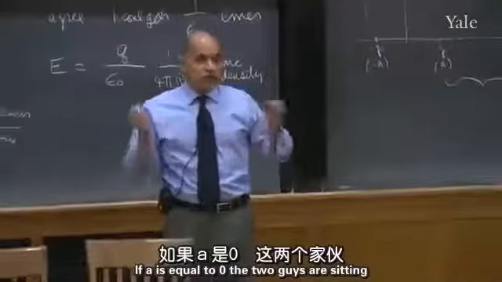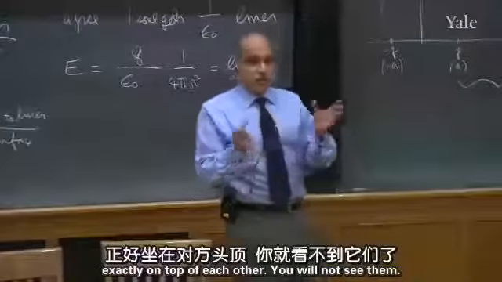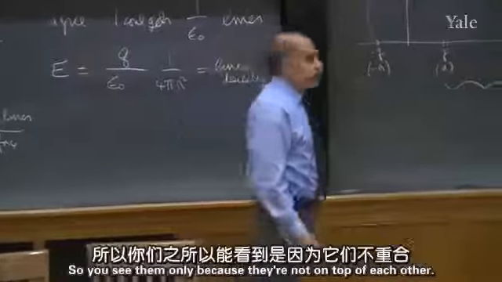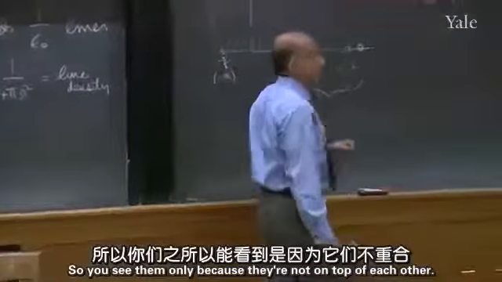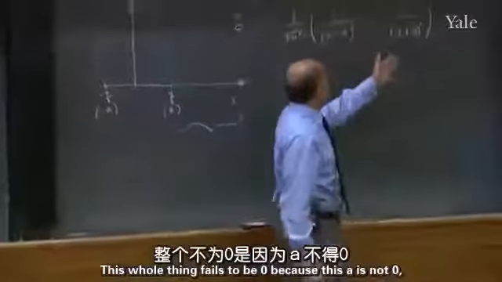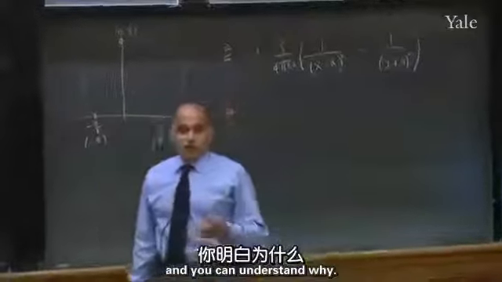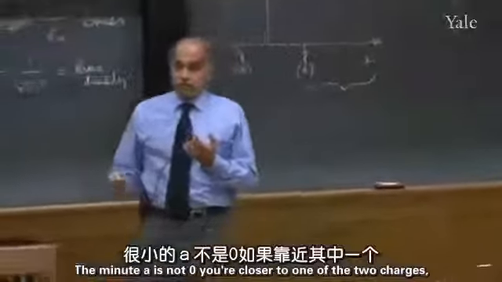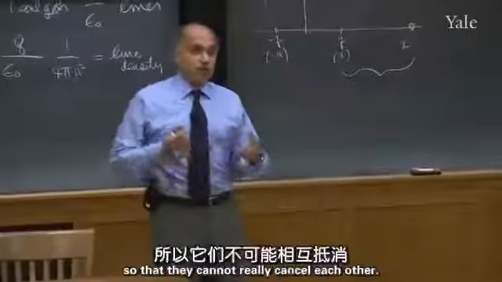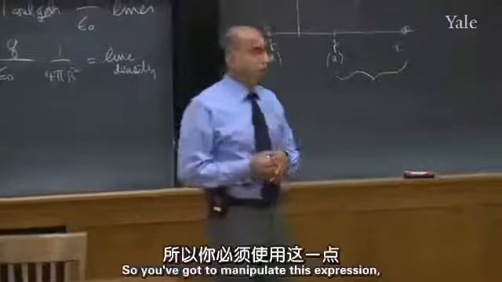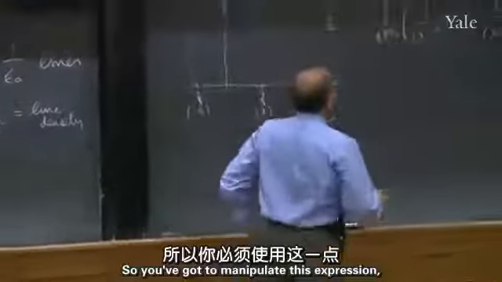If a is equal to 0, the two guys are sitting exactly on top of each other, you will not see them. So you see them only because they're not on top of each other. This whole thing fails to be 0 because this a is not 0. And you can understand why. The minute a is not 0, you're closer to one of the two charges, so they cannot really cancel each other. So you've got to manipulate this expression.